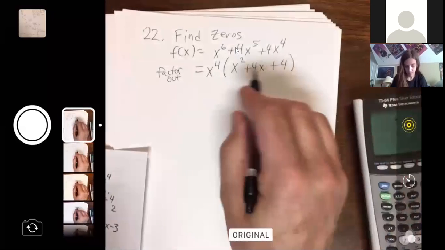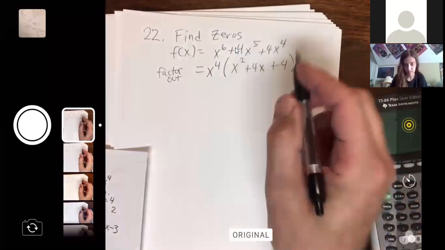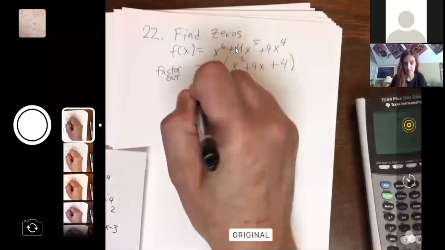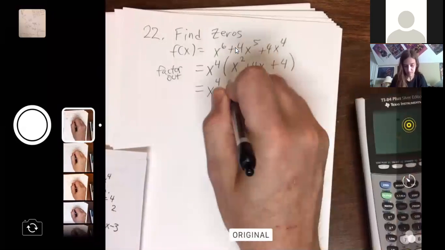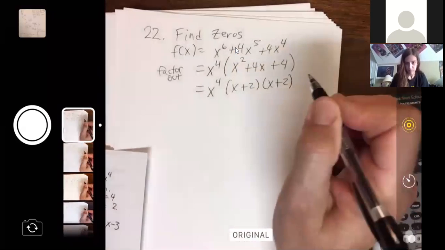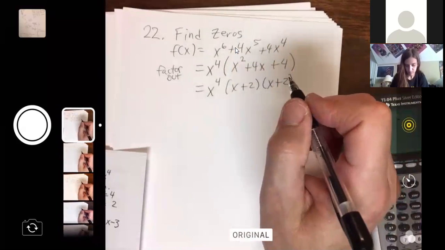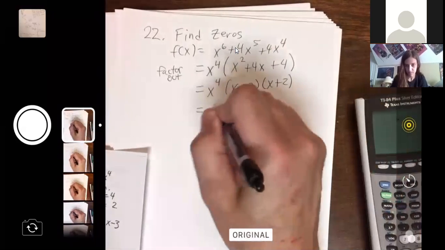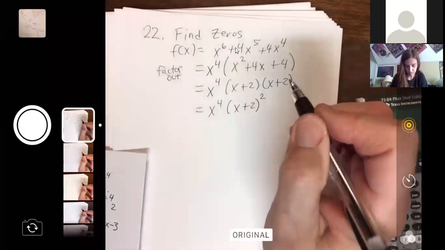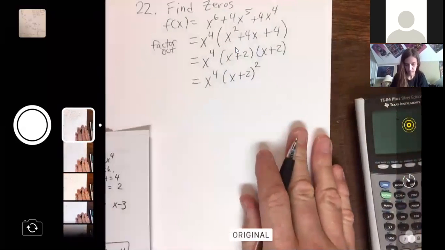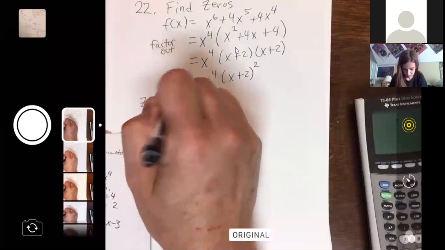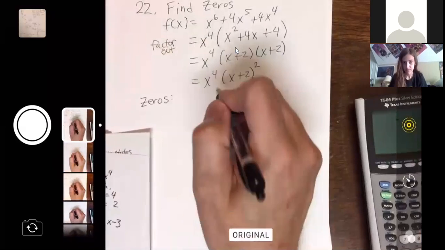Now, you could use the quadratic formula on this, but it also works by finding two numbers that multiply to 4 and add to 4, which would have to be 2 and 2. So x to the 4th times (x plus 2)(x plus 2). Since those are identical, we can write x to the 4th and (x plus 2) squared. Now, do you see how to get your zeros out of this? You set each piece to 0.